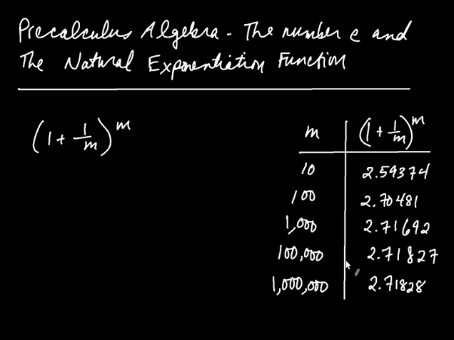Plug in 100,000, I get 2.71827. If I plug in 1,000,000, I get 2.71828. Now something interesting is happening as m gets larger. Notice that when m is 100, you have 2.7 and so on, and at 1,000, 2.7 and so on. So once you're beyond 100, the first decimal place is settled, right? The first number after the decimal is going to be 7.